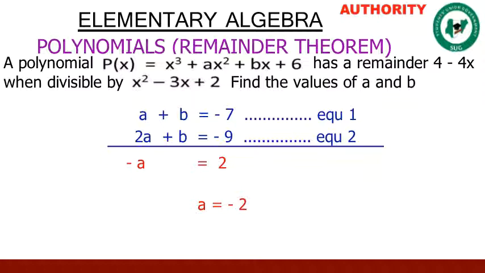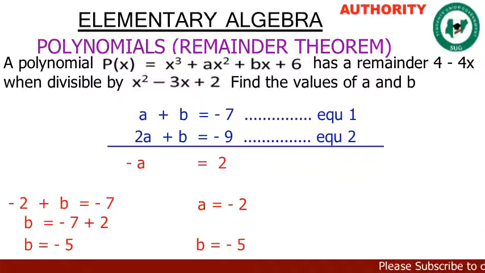Equation 1 says a plus b is equal to minus 7. But you remember that we've just gotten a value for a. We say that a is minus 2. Now let's insert minus 2 where we see a, and then solve for b. We're going to have minus 2 plus b is equal to minus 7. So b is equal to minus 7. Let's take minus 2 to the other side, as it is coming to be plus 2. So we have b is equal to minus 7 plus 2. So we are going to have b is equal to minus 5.